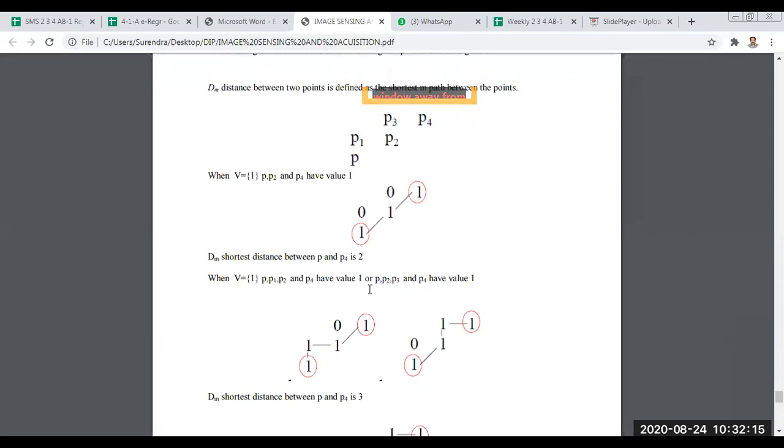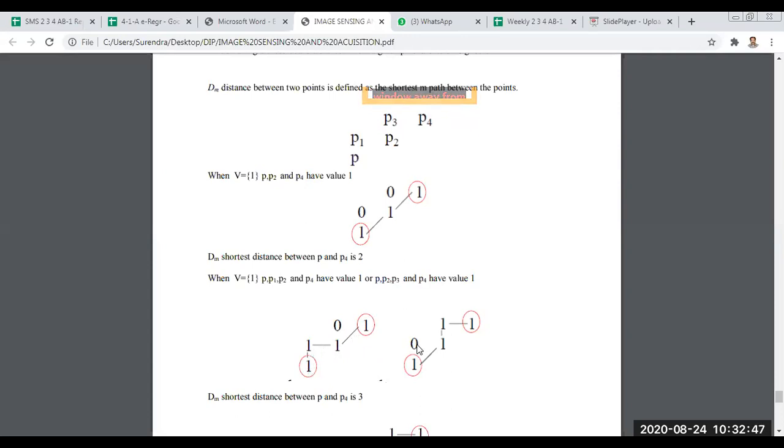And in the second setup, P, P2, P3 and P4 have value 1. Simply your P1 is 0, remaining all 1. So this is example 1, that is modified pixel values, and this is the second modified pixel values. So in both cases, measure the distances. What is the measure distance? So 1 to 1, 1, 1 to 1, 1. So 1 plus 1, 2, and from here to here, another 3. So however, the shortest distance is 3.